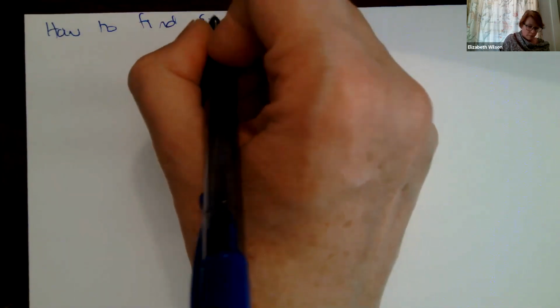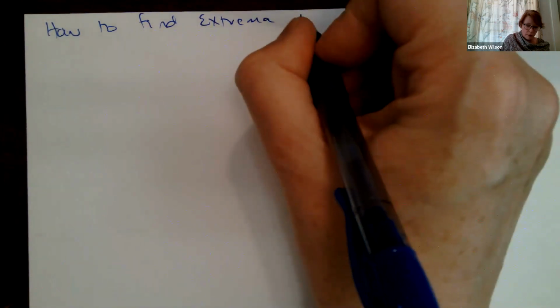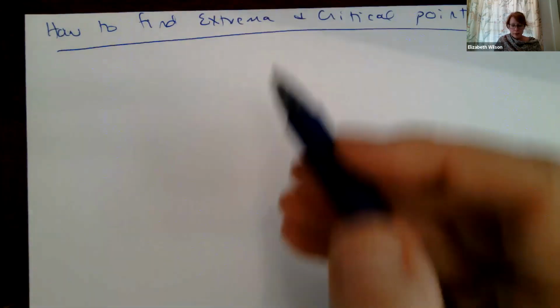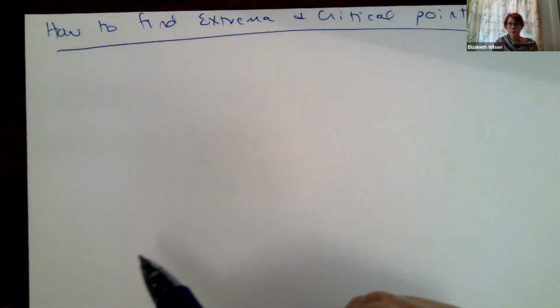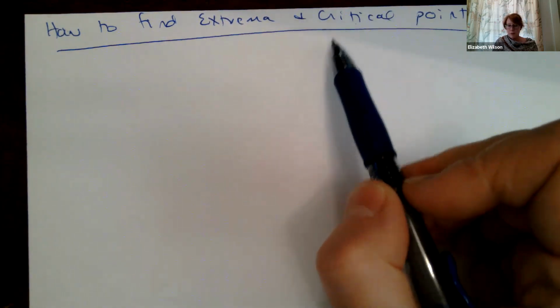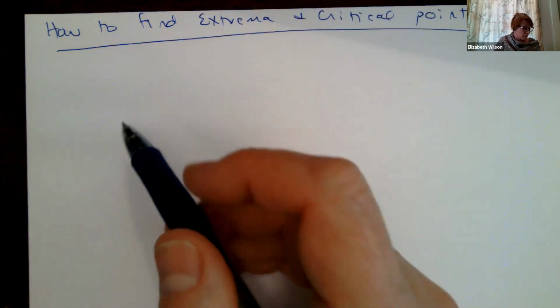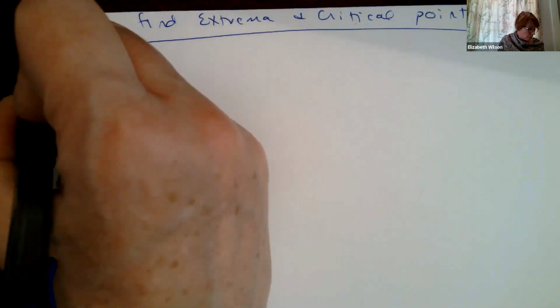Okay, so let's talk about that. How do we actually find these? Find extrema and critical points. I'm differentiating extrema and critical points because just because something is a critical point doesn't make it a minimum or a maximum. We're going to talk about that today, how we actually figure that out. So let's talk about our local extrema.